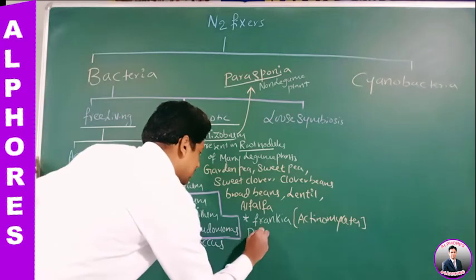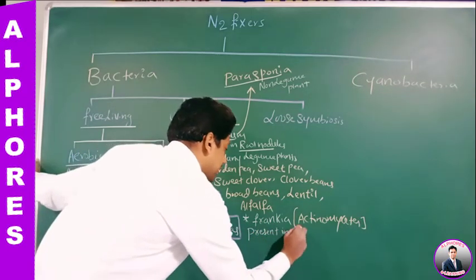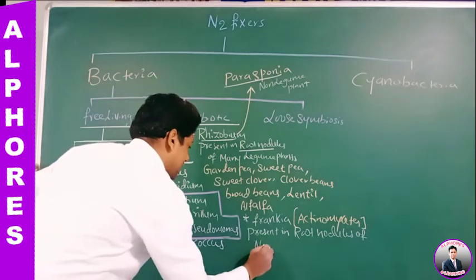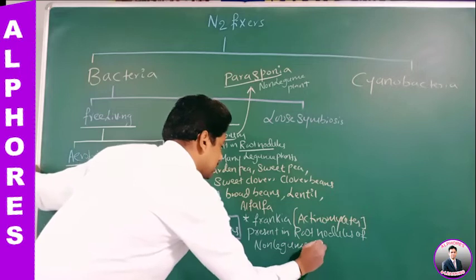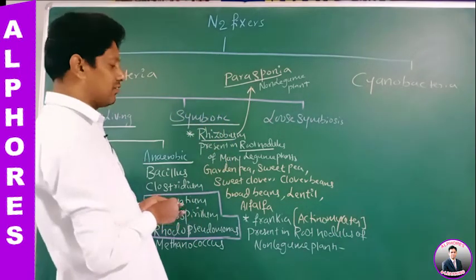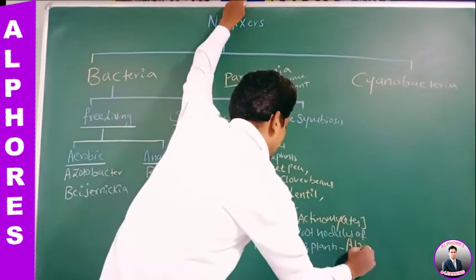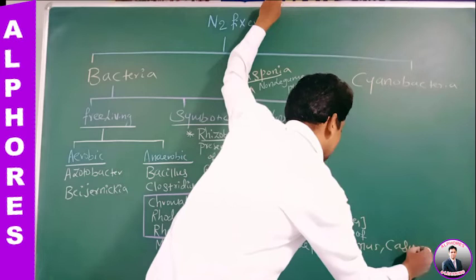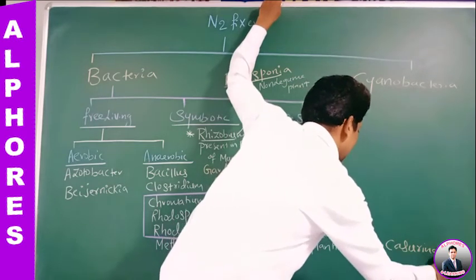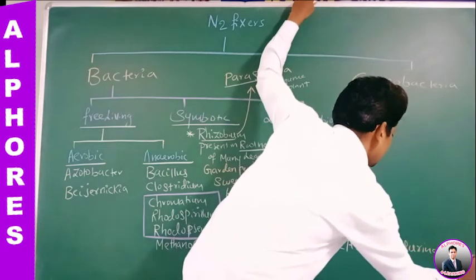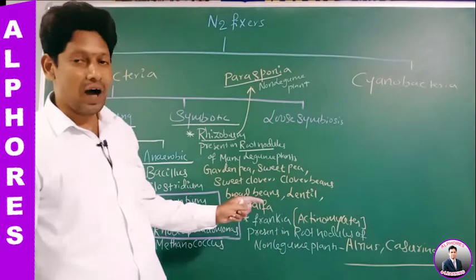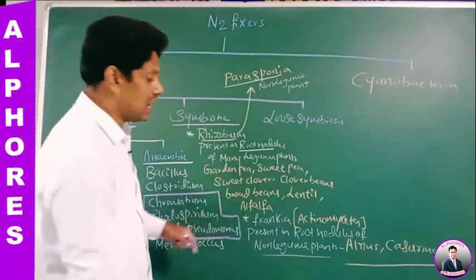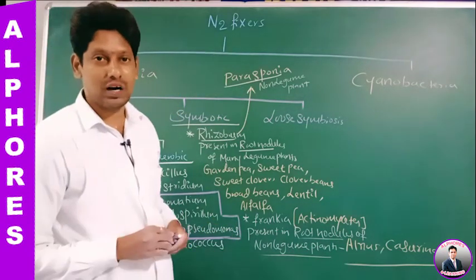Frankia is present in root nodules of non-legume plants. What are those non-legume plants having Frankia in their root nodules? Number 1, Alnus, A-L-N-U-S. Second one is Casuarina. Next one is Myrica, M-Y-R-I-C-A. Therefore, Alnus, Casuarina, Myrica are non-legume plants having Frankia in their root nodules.